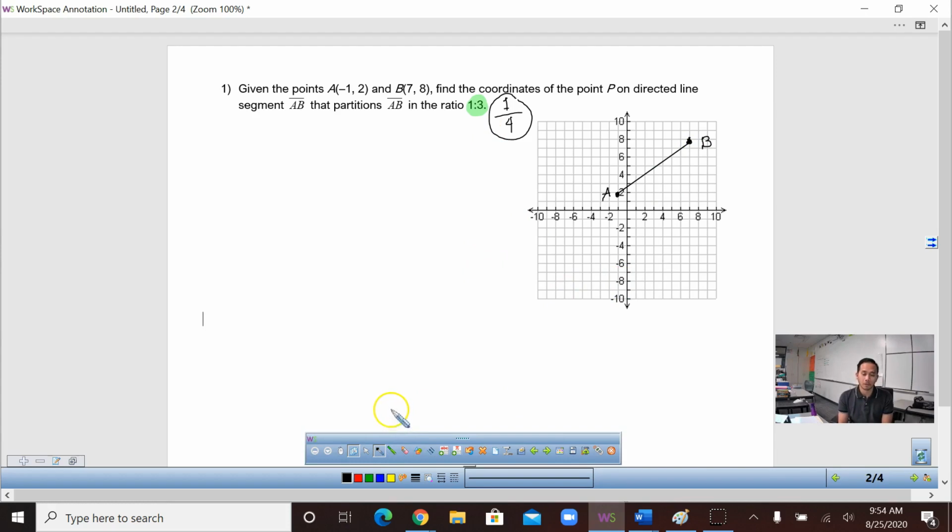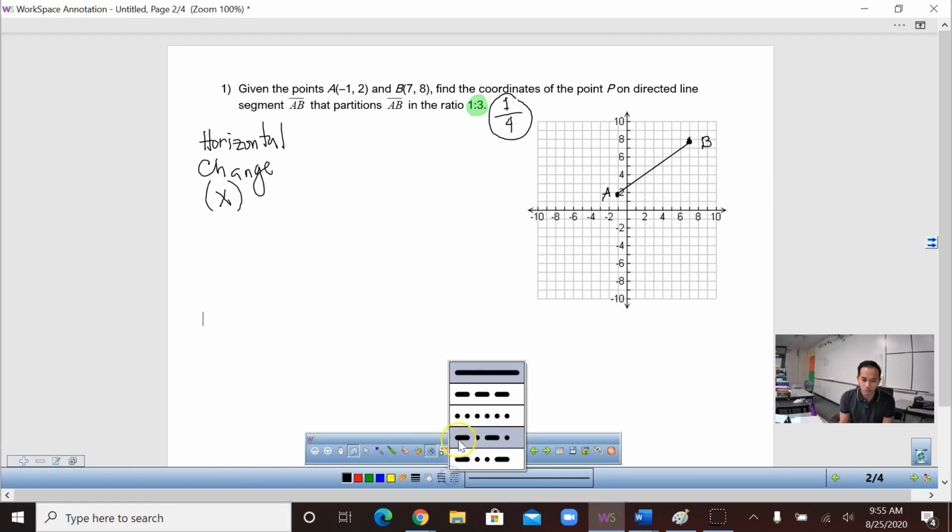1:3. All right. So we are going to do the first one, the horizontal change. Your horizontal change pertains to the value of x. So I'm going to mark that as your value of x. So the change in x from this point going to B. Okay, so you see the dotted line there.